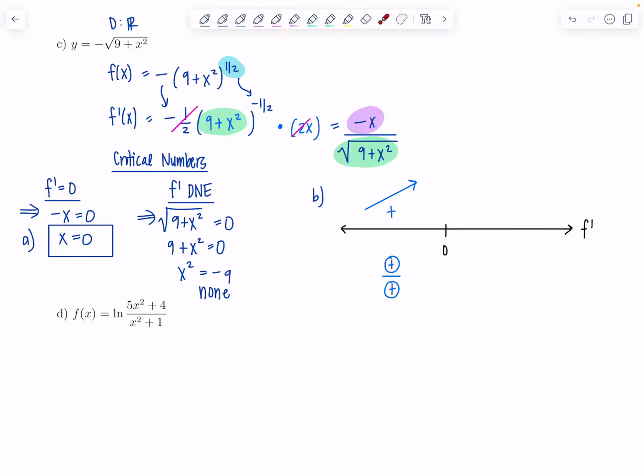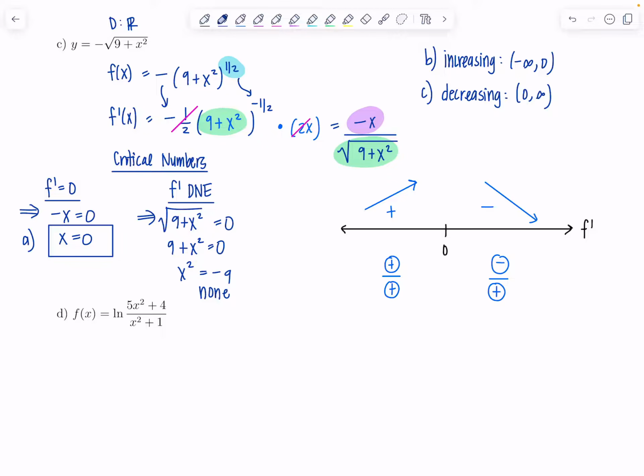Pick something bigger than 0. How about 1? Negative 1, so the numerator is negative. Denominator is always positive. Negative divided by a positive, negative, decreasing. So then we can say, let me write the answer up here. The function is increasing from negative infinity to 0, and then decreasing, good, from 0 to infinity. Perfect. Okay, how was that one?